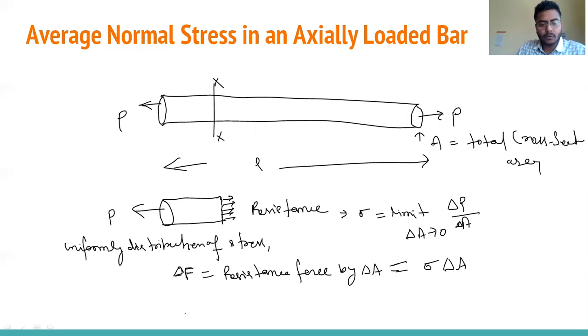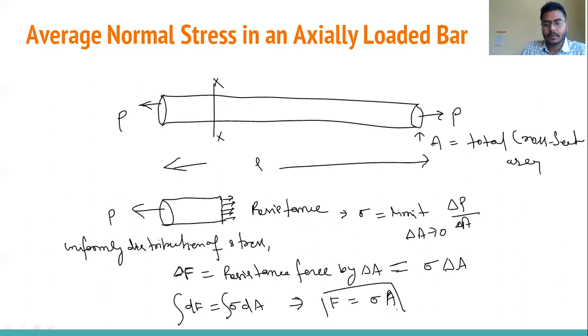Now we want to calculate the total resistance force. So we can do the integration by changing delta F into dF. We can change delta F equal to sigma delta A. Taking integration on both sides, what can we get? F equal to sigma times A in total, right? Or we can write stress equal to F by A.